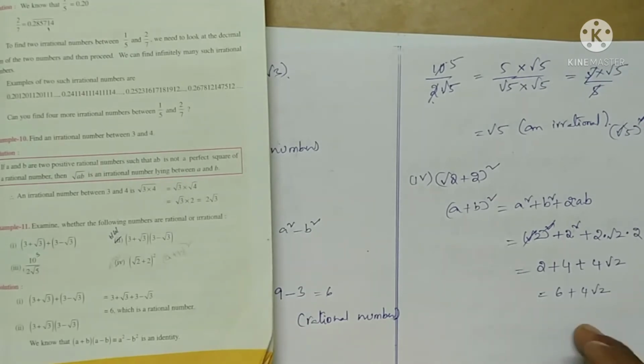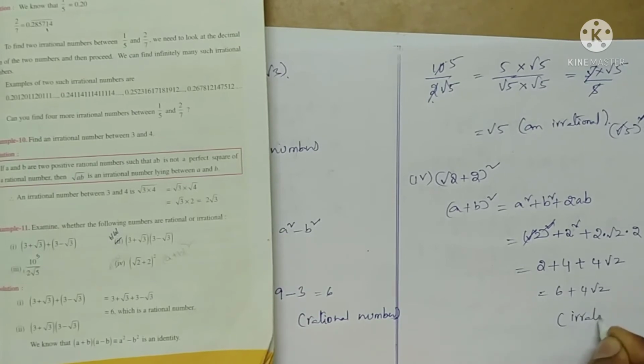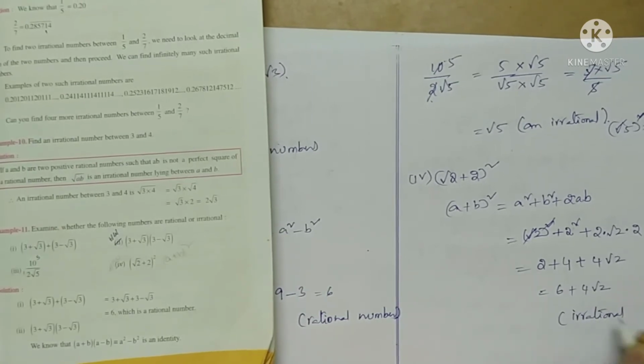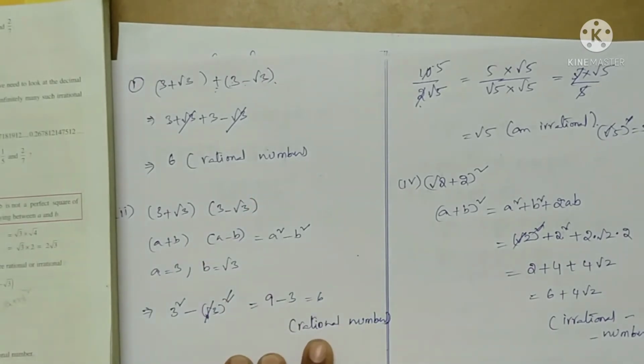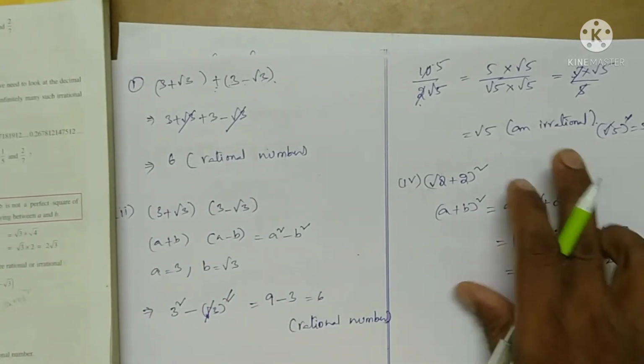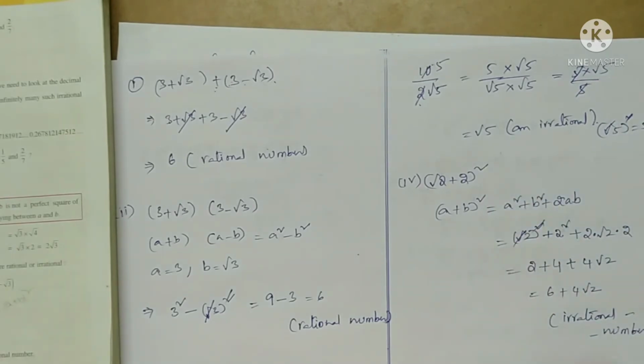So it is an irrational number, right? It is an irrational number. So first one is rational, next one is rational, next one is irrational, and the fourth one is also an irrational number.